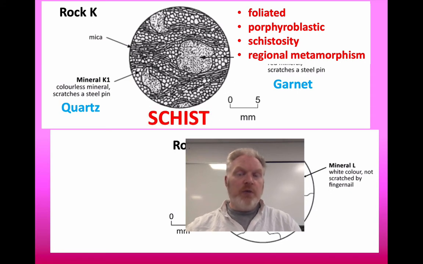Watch out for the Year 8 worksheet trap. Don't make assumptions, always work on the data that you're given. If you want to get more picky about it, this is actually what we call a garnet mica schist.